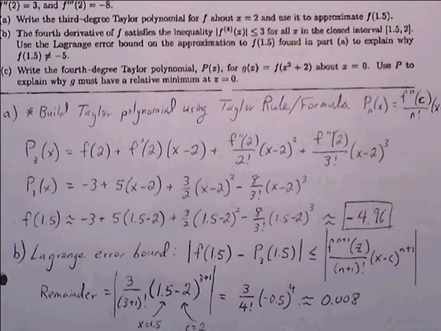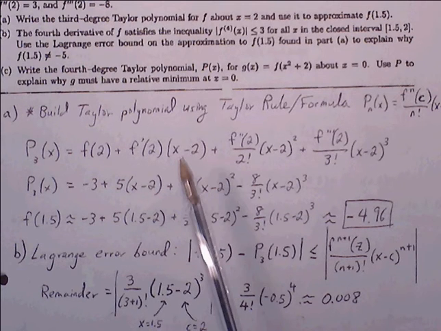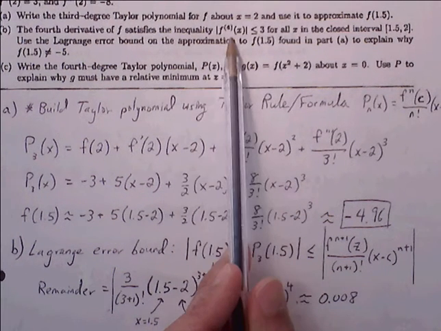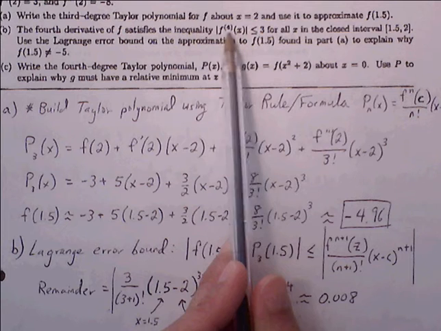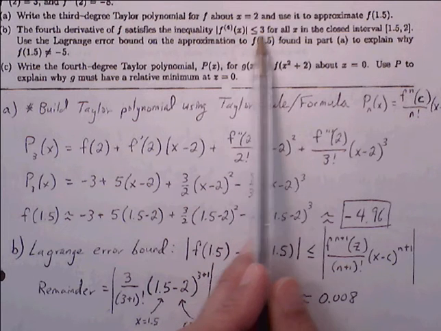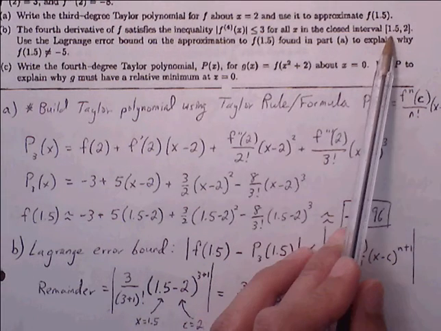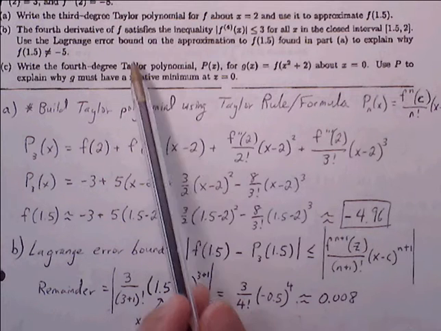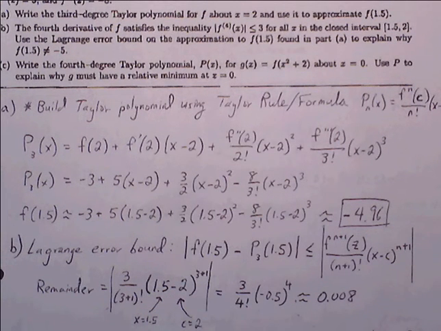All right, part B. The fourth derivative of f satisfies the inequality that the absolute value of the fourth derivative evaluated at x is less than or equal to 3 for all x in the closed interval from 1.5 to 2. Use the Lagrange error bound on the approximation to f of 1.5 found in part A to explain why f of 1.5 cannot equal negative 5.